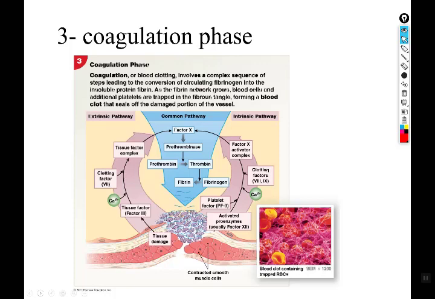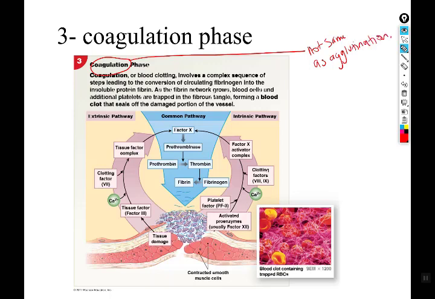Okay, the coagulation phase. So coagulation is blood clotting. And I do want to stress, I'm going to move my pen over, coagulation is not the same thing as agglutination. So it's a different set of processes. The only thing they really have in common is making clumps of things, but the things they're making clumps of are quite different.